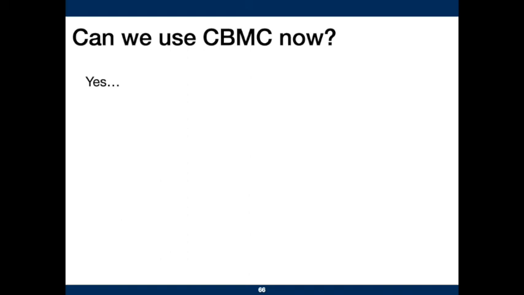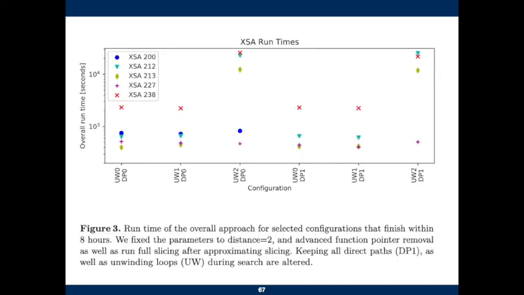Okay, so can we use CBMC now? Well, yes, we can. So we ran on 5 XSAs with a set of slicer configurations for each XSA. We threw all of our experiments up on AWS batch, and all of our runs terminated within an hour. Many of them were much faster, and all of them produced counterexamples.